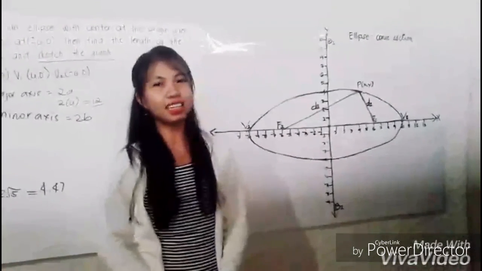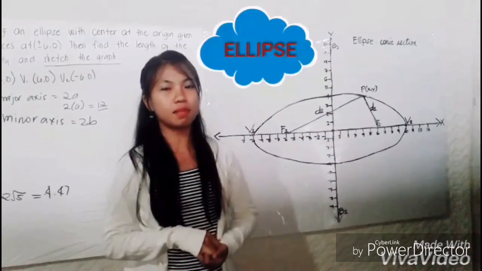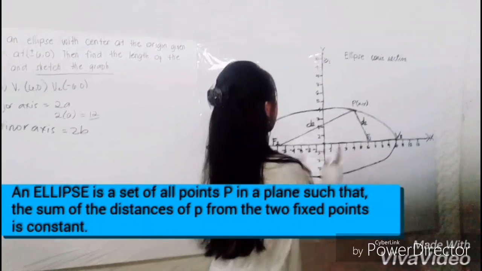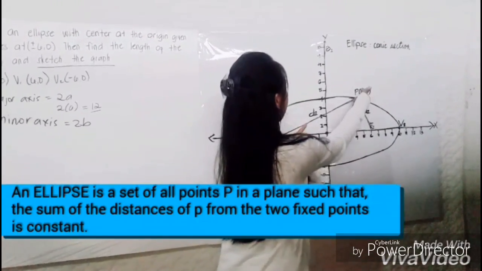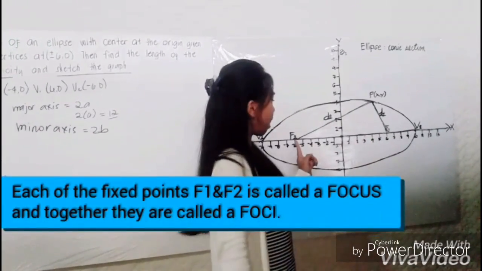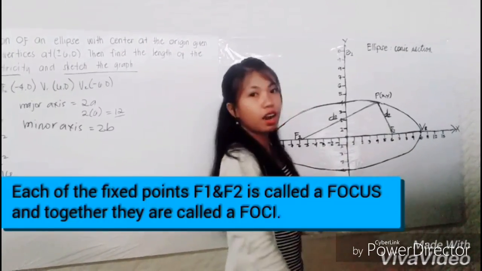This is A. Saladaga discussing to you one of the parts of a conic section, which is an ellipse. An ellipse is a set of all points P in a plane such that the sum of the distances of P from the two fixed points is constant. Each of the fixed points, F1 and F2, is called the focus, and together they are called the foci.